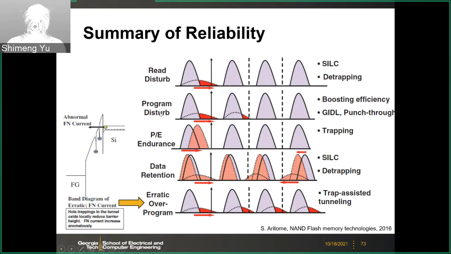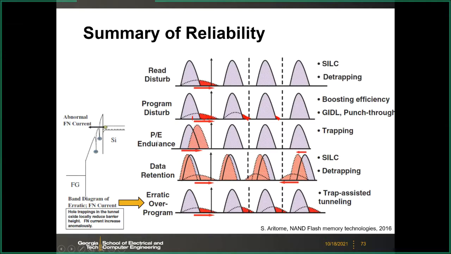And the program disturb is more prominent than the read disturb because the voltage is higher across the gate stack. Therefore, not only the erased state will have this tail, but other states may also have a little bit of increase of the tail towards higher VTH, because in the program disturb you may have 10 volts across that, and in the read disturb you may only have like 6 volts.